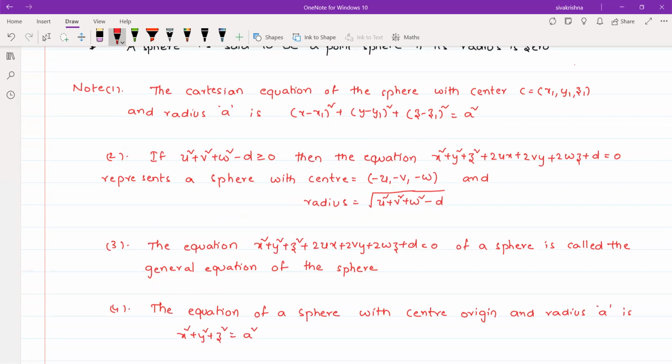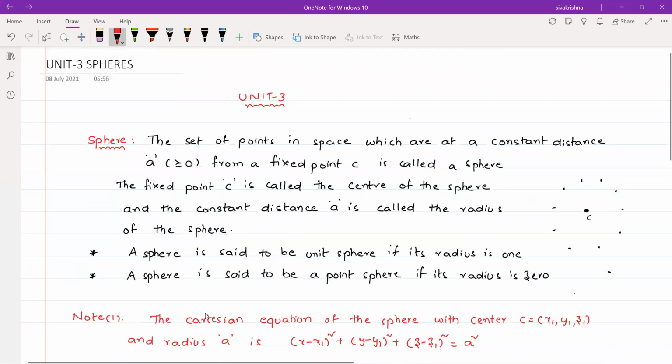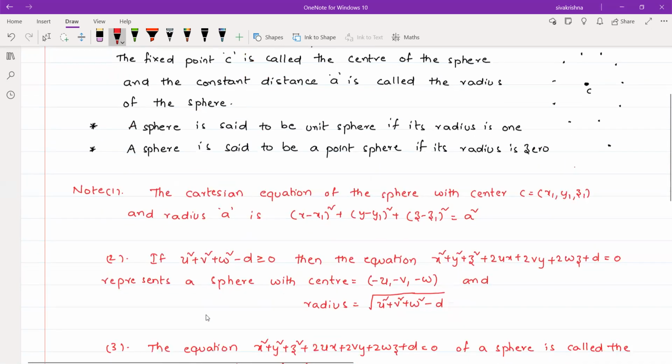Okay, so today we have discussed the definition of the sphere, and of course if you want to say a sphere is a unit sphere, its radius is 1 unit. So whenever a sphere is having a radius of 1 unit, then we say that sphere is a unit sphere. Similarly, if you want to say a sphere is a point sphere, its radius should be 0. It means that particular sphere is called a point sphere. Okay, so after that we have discussed some note points regarding spheres.